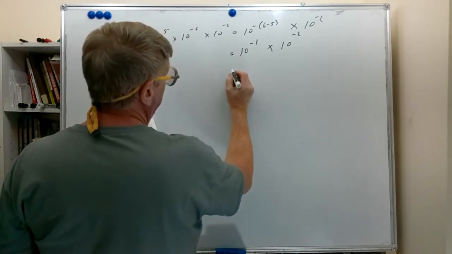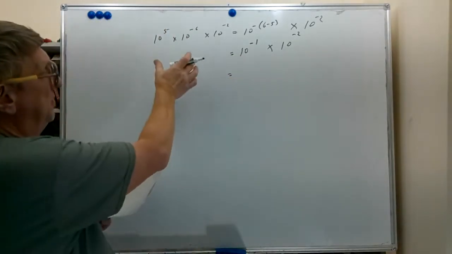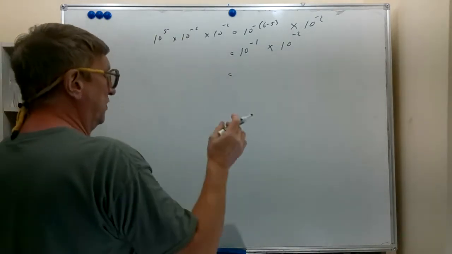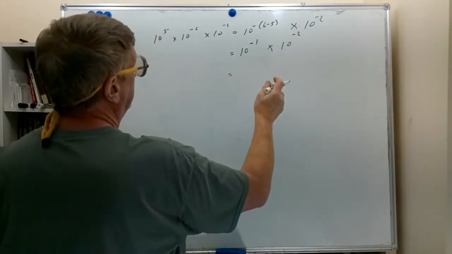Now we're going to take this here. We've simplified our problem. We've done the first multiplication. We multiply left to right on our order of operations. Now we're doing the second piece.